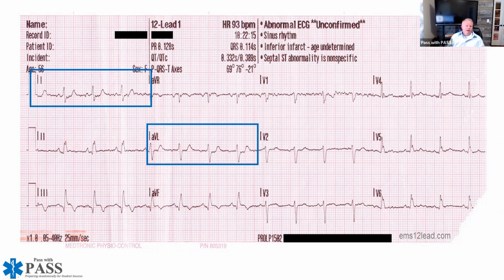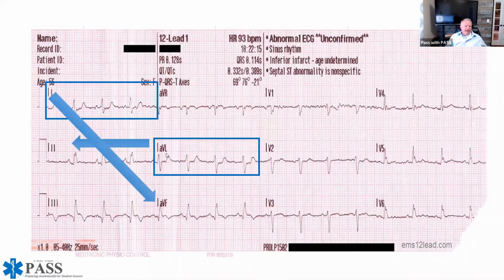So what we would end up doing is taking that hexaxial reference and applying it to the chart that hopefully you guys have in front of you. If I take AVL and come back on that hexaxial reference using that star of life, it's going to end up taking me to lead 2.